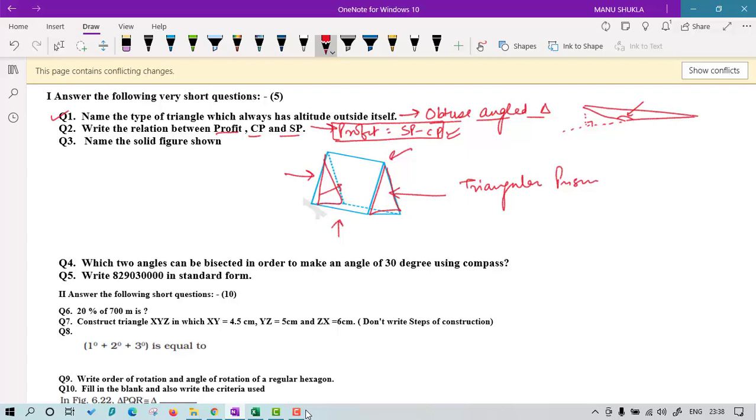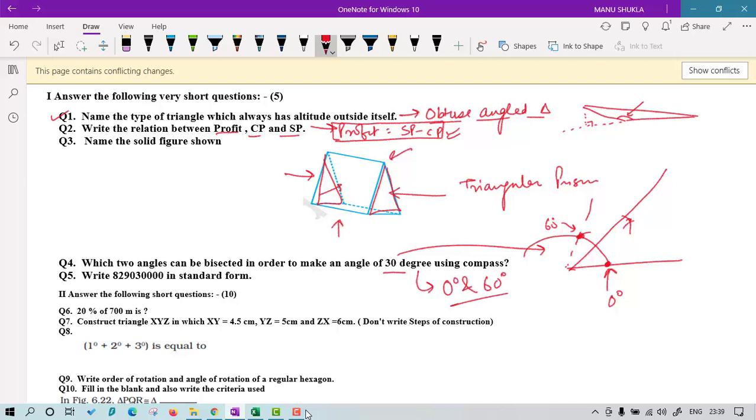Then question number 4. Which two angles can be bisected in order to make an angle of 30 degree? Very obvious, we have done this in normal construction also, that you have to draw an arc like this, draw an angle of 60 degree, then you bisect this 60 degree angle and this 0 degree angle. This was your 0 degree, this is your 60 degree. You keep compass on this point, you take an arc like this, and you get the answer like this. So the answer to this question is 0 degree and 60 degree, because by bisecting these two, you are actually doing this thing, that is 30 degree.